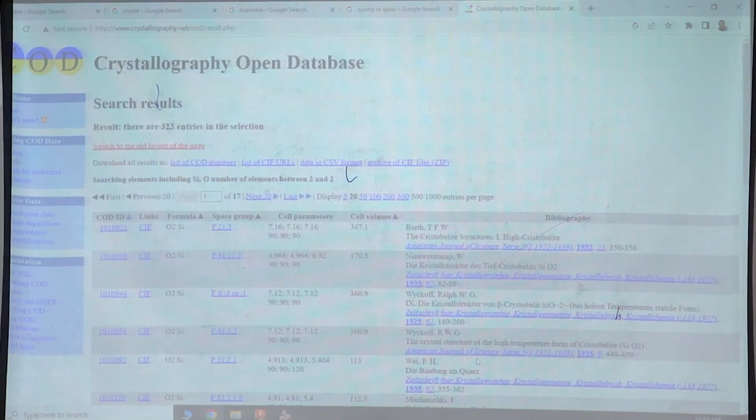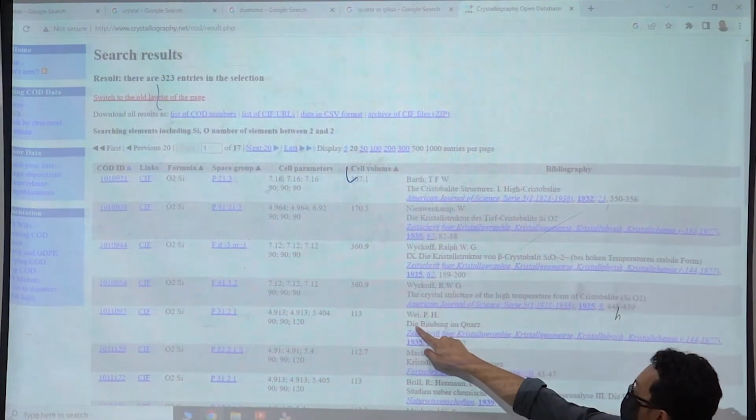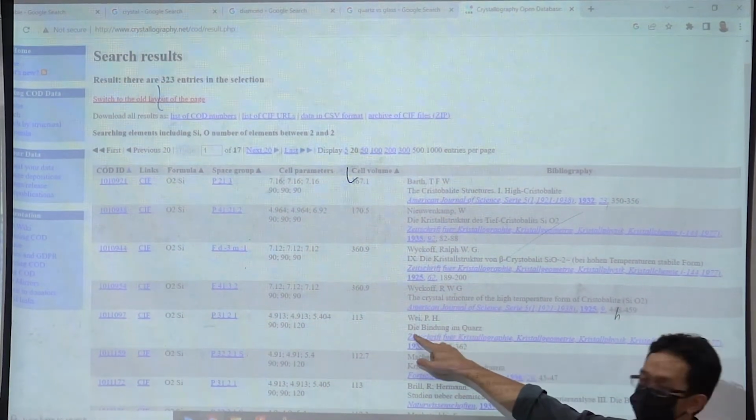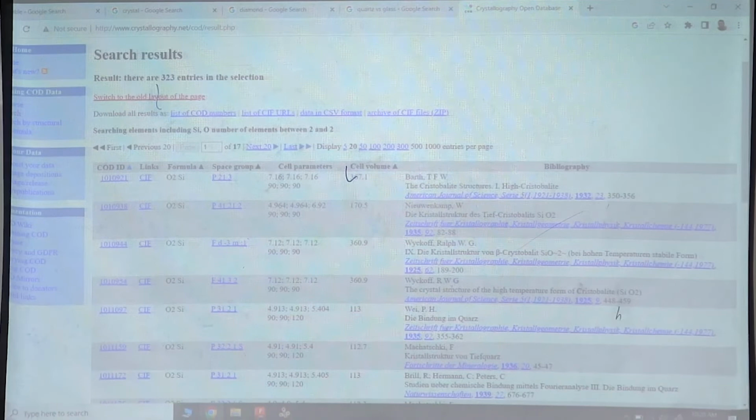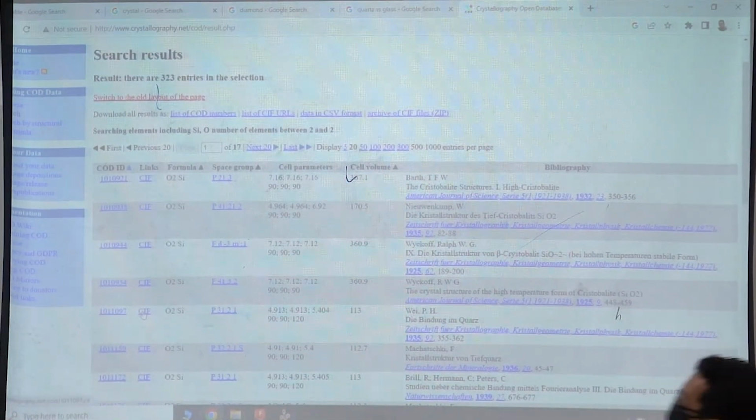For example, let's say we want to see the quartz structure. Let's say I want to go to this one, "Die Bindung in Quartz", this is in German, binding in quartz. So let's say I select this, and if you look here, there is a CIF.